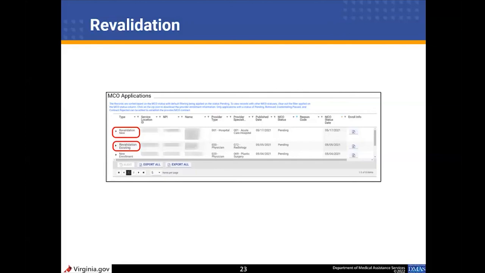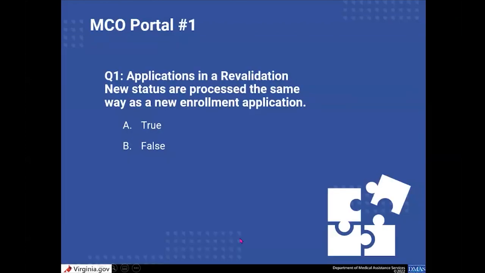Something to remember is that applications in revalidation new status are processed the same way as a new enrollment application. So new enrollment applications and revalidation new applications are processed the same way. Now it's time to see how much you can recall. We have a few questions to go through. Applications in revalidation new status are processed the same way as a new enrollment application. Is this true or false?